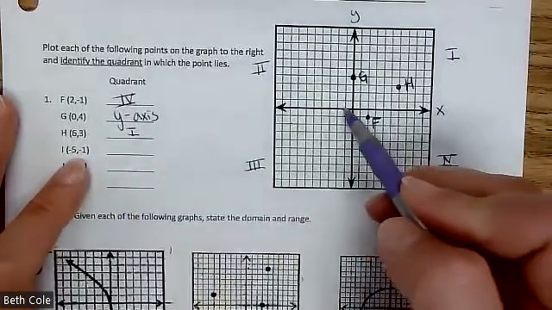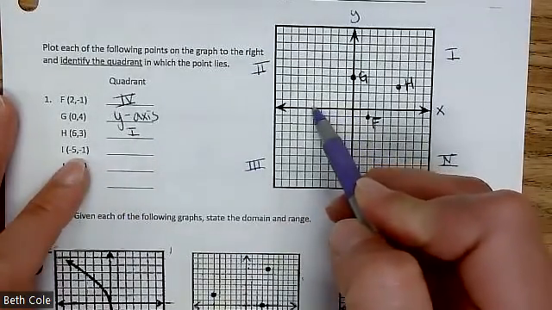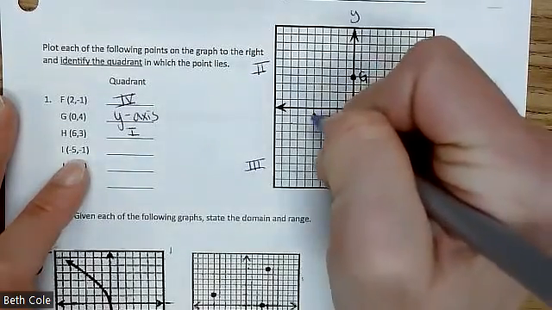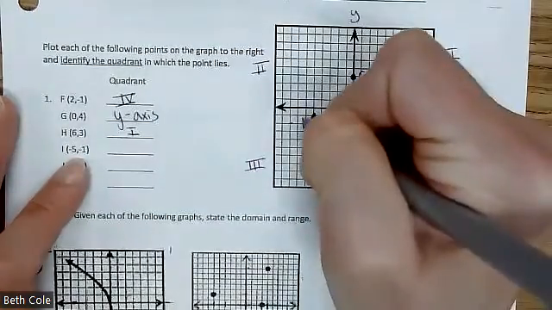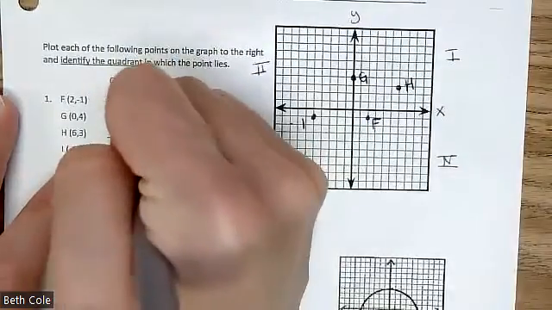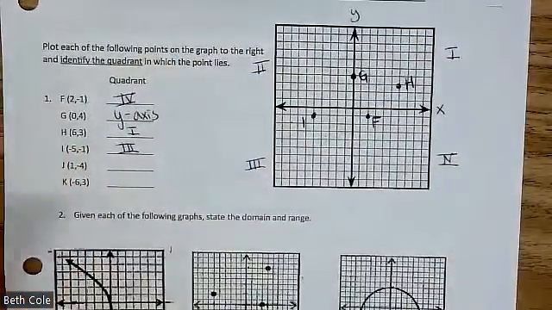(-5, -1). So you're going to go left 5 for that -5 and then down 1 for the -1 for Y. So that's point I. And what quadrant is that in? In 3. I'll leave those 2 for you. I'm going to fill it in. I'll take a picture when I post it on Schoology. You can check all your answers.